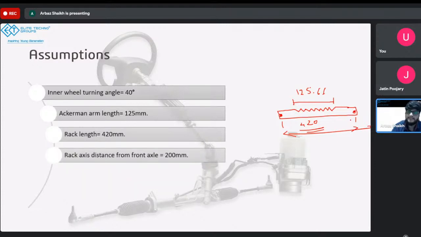Next, we assume the rack axis distance from the front axle, right? So again, going back to that diagram, which looks something like this, right?